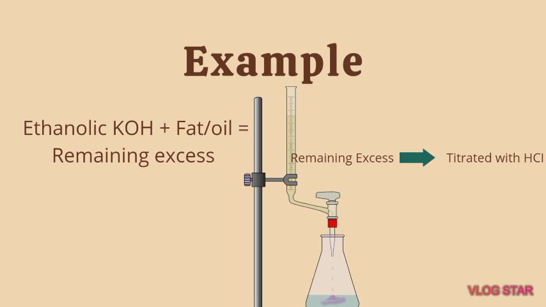Other examples include the saponification value and iodine value of edible fats and oils. For the saponification value, ethanolic KOH is added in excess to the fat or oil, after a determined refluxing time to saponify the oil or fat. The remaining excess is back titrated with hydrochloric acid or HCl. The process is similar for the iodine value, where the remaining excess of iodine chloride is back titrated with sodium thiosulfate.